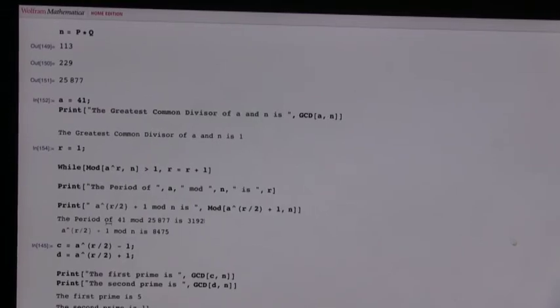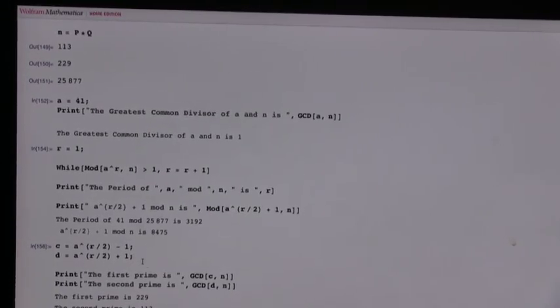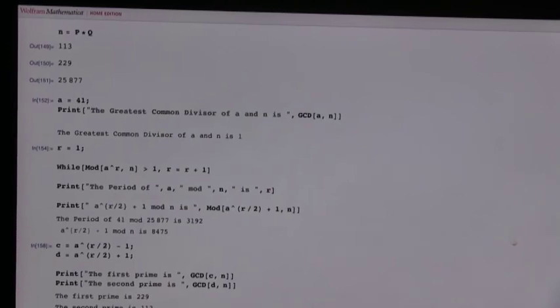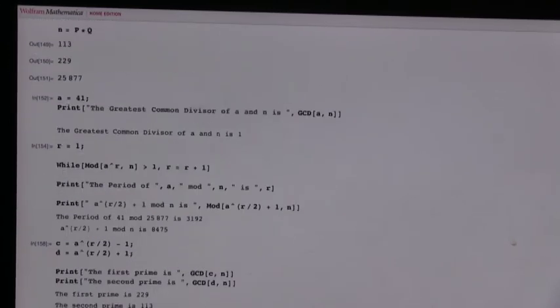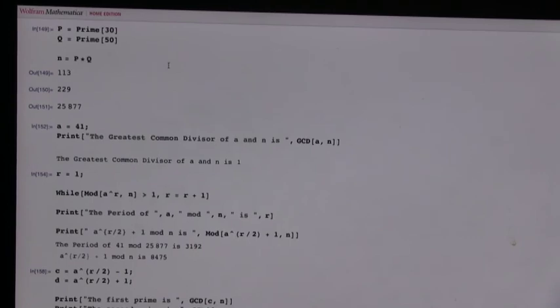And a to the r over 2. Sorry, I scrolled down way too far. We just need this not to be 0. So we're good, and now we should find the 2 primes. 113 and what was the other one? 229. Cool, there we go. So with 3-digit primes, we've been able to do it. Let's go up to some much larger primes in the next video and see if Mathematica can still break the code.